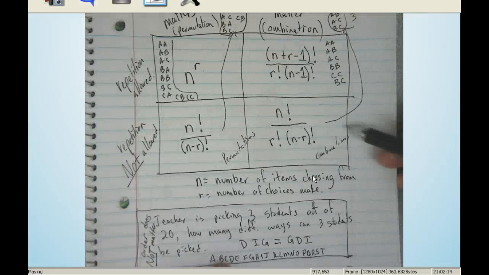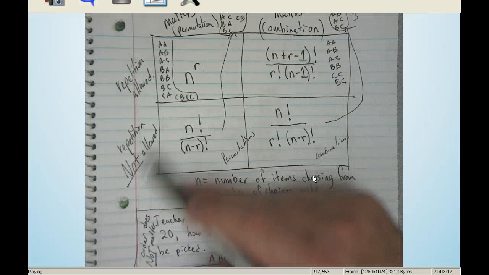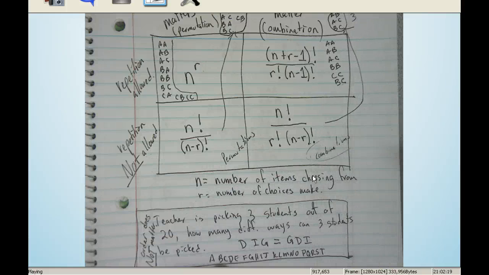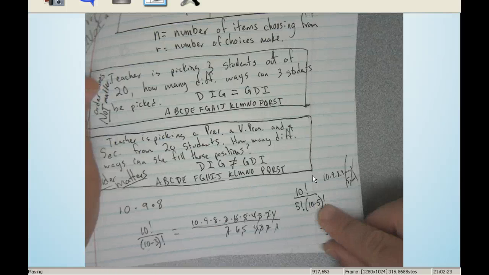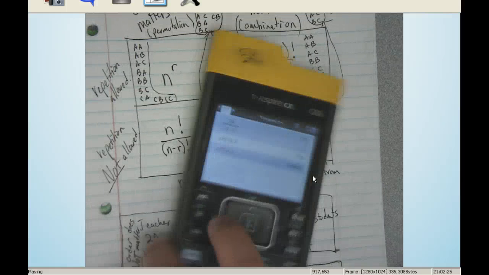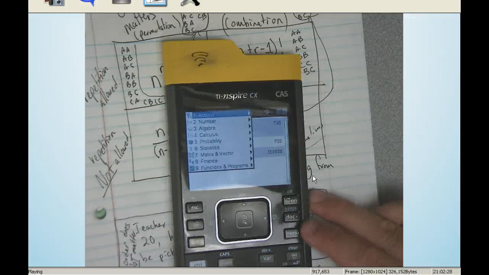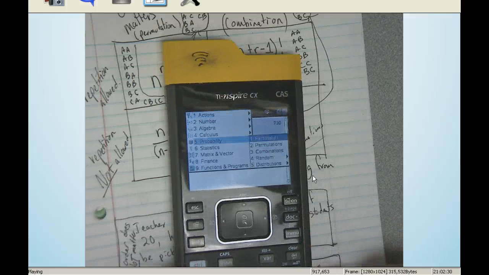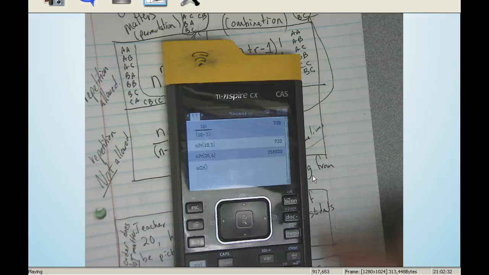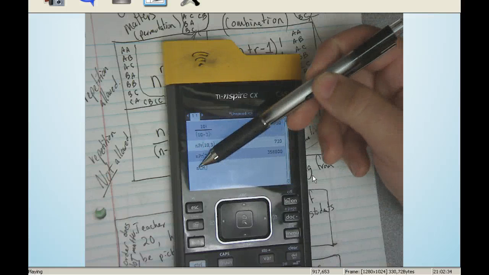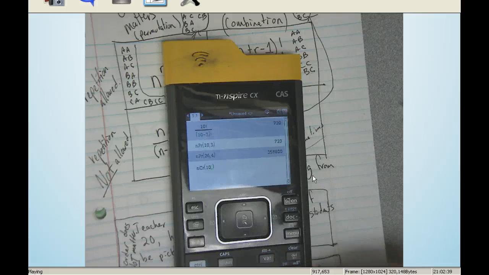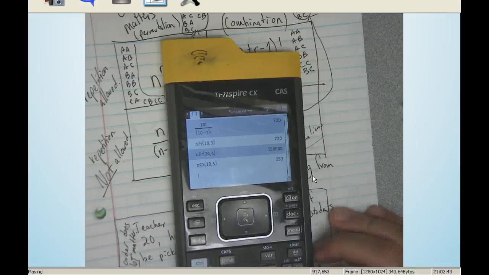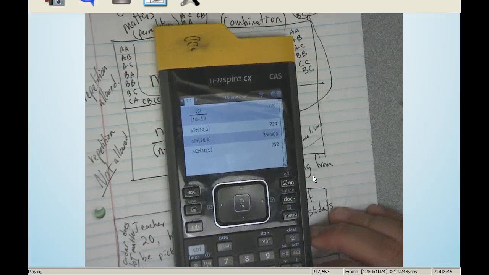Anyway, I also know that as long as repetition is not allowed, I can just use my calculator for this. I can either enter it like that and let the calculator do the work, or I can just go to probability. It is a probability problem, and it is a combination. Now with the combination, it asks how many and how many are you picking? I've got 10, and I'm picking 5. I get 252 different combinations of picking those 5 people from those 10 that are eligible.